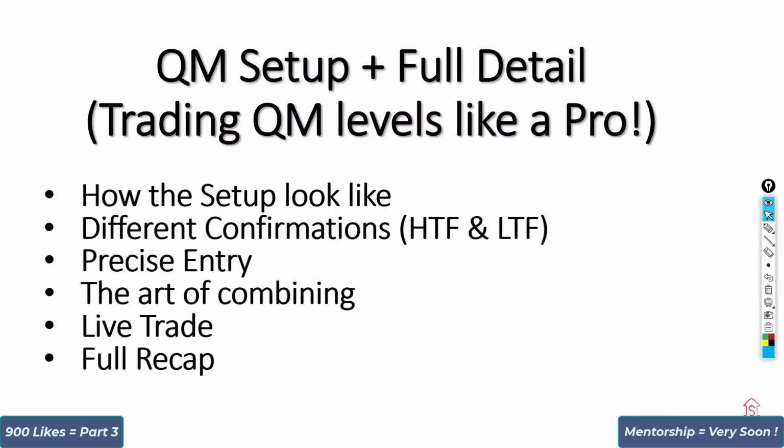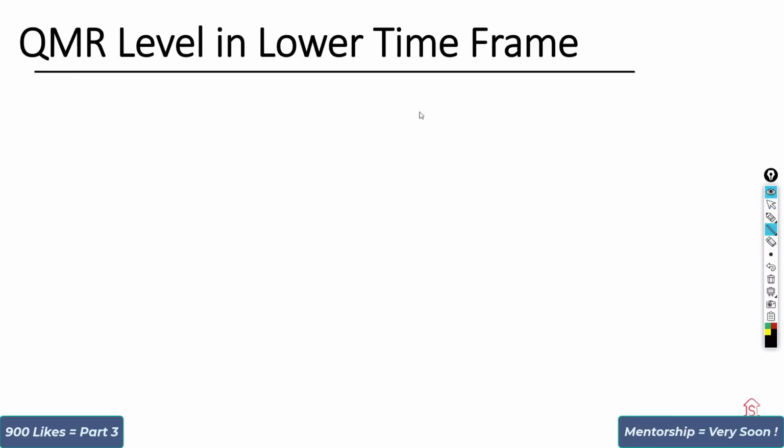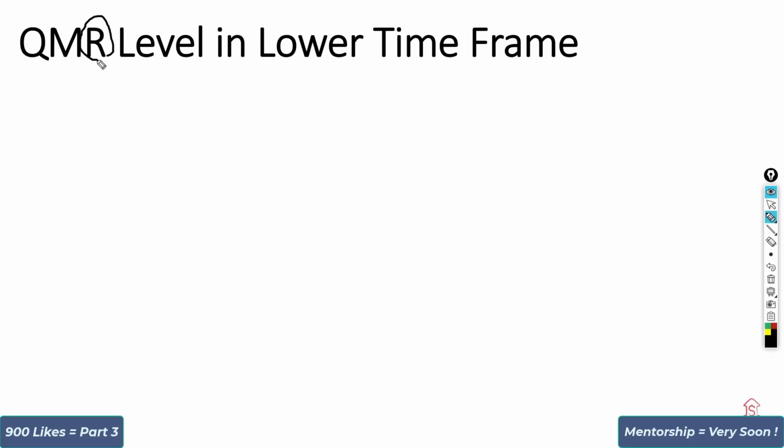So let's get it started. We're going to start this off with the QMR level in lower time frame. Basically the QMR is the same QM level. The R here stands for reverse, so this means QM reversal. So this is how it goes.